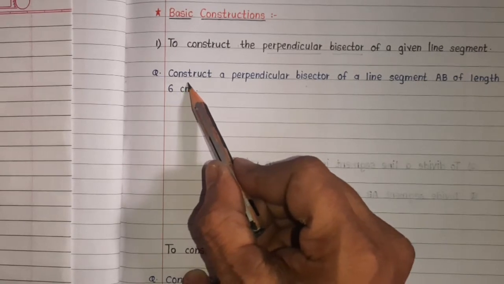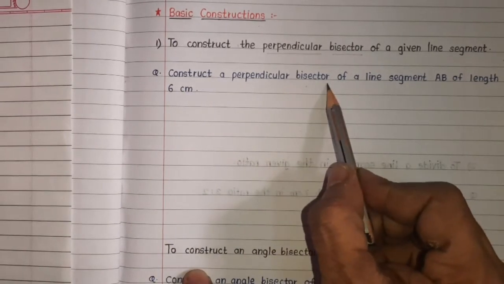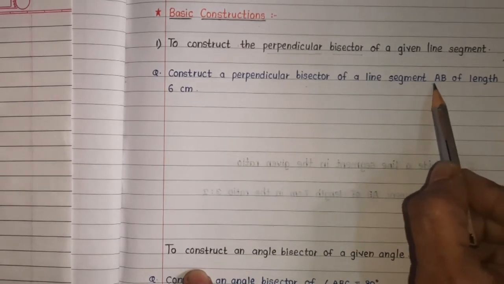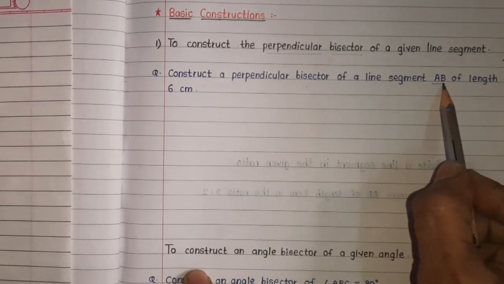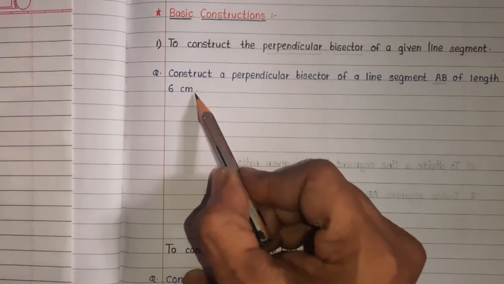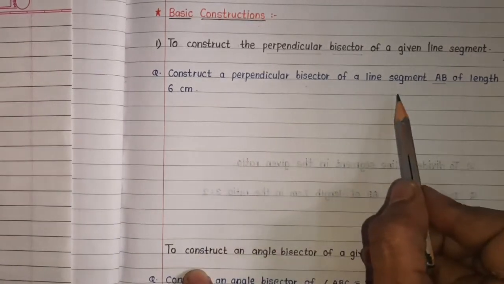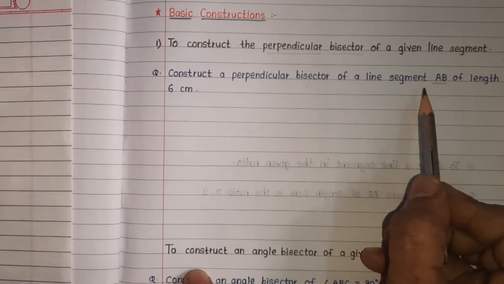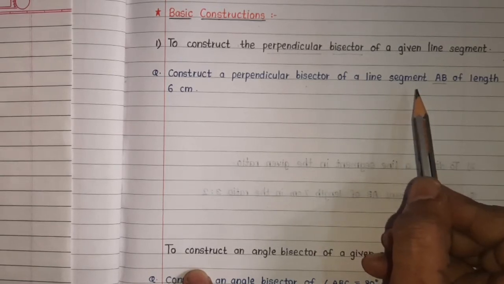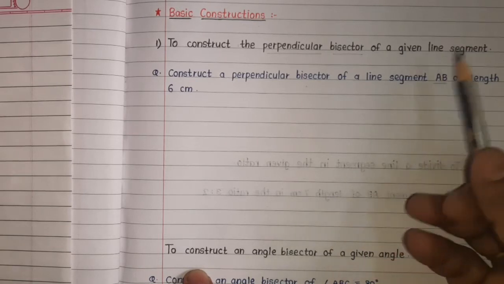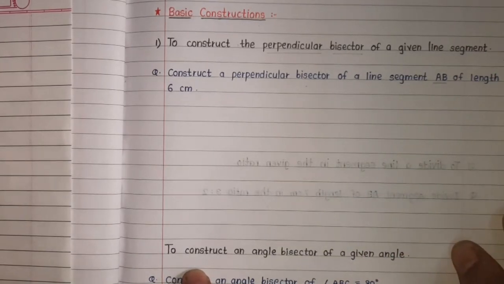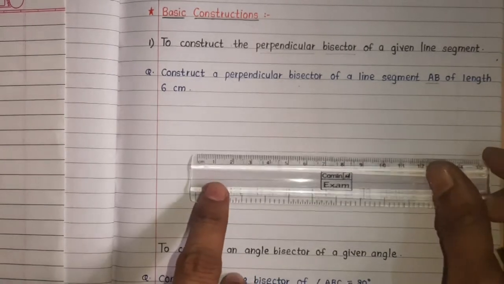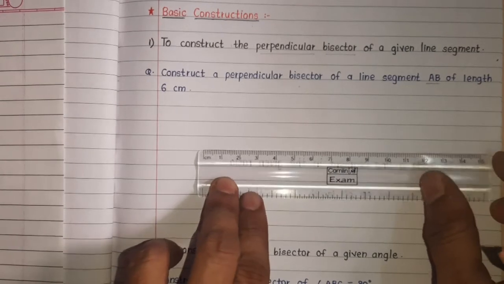Construct a perpendicular bisector of a line segment AB. The name of the segment is given, it is AB, of length 6 cm. That means we have to draw a segment AB of 6 cm, and then draw the perpendicular bisector of that segment. Now, how to construct this? Again, what do we have to do? First of all, we have to draw a line segment of 6 cm.